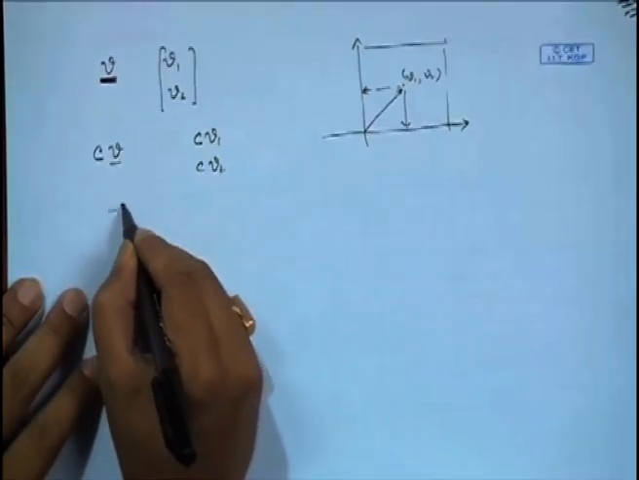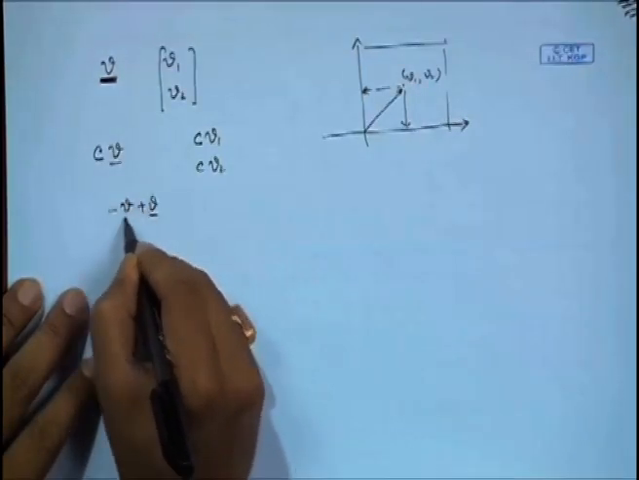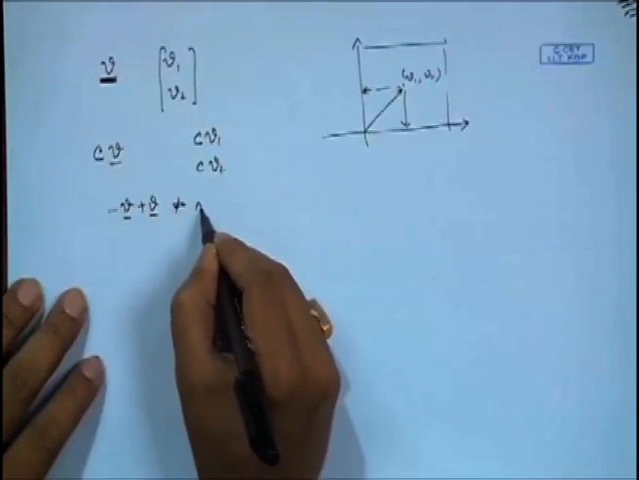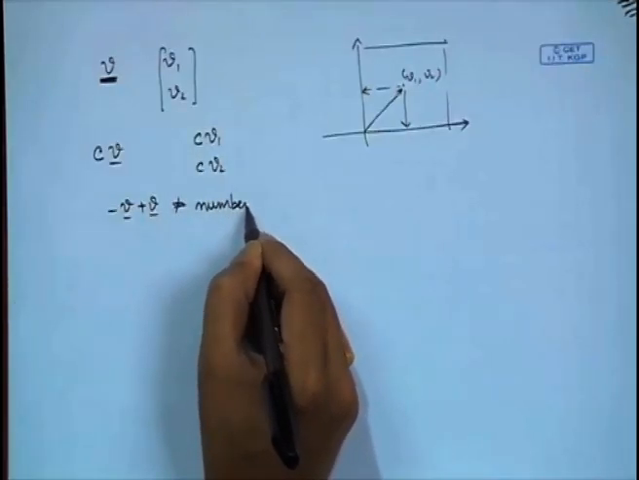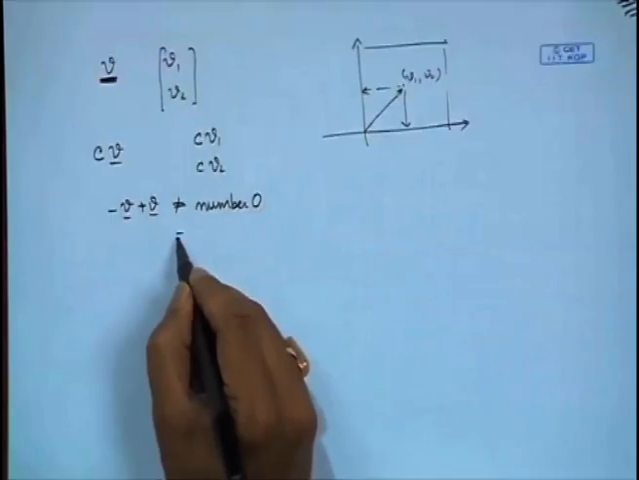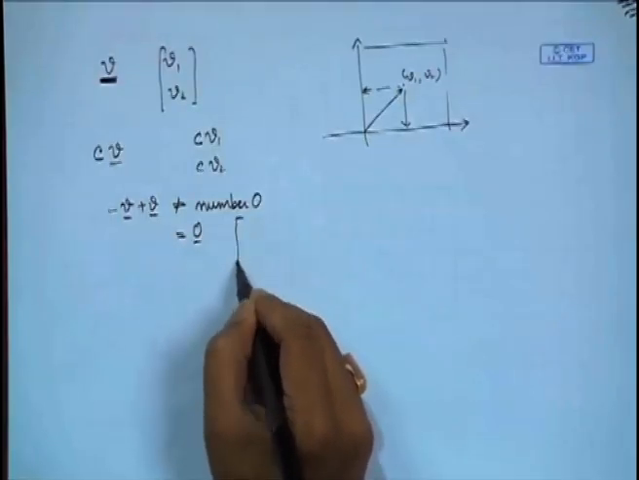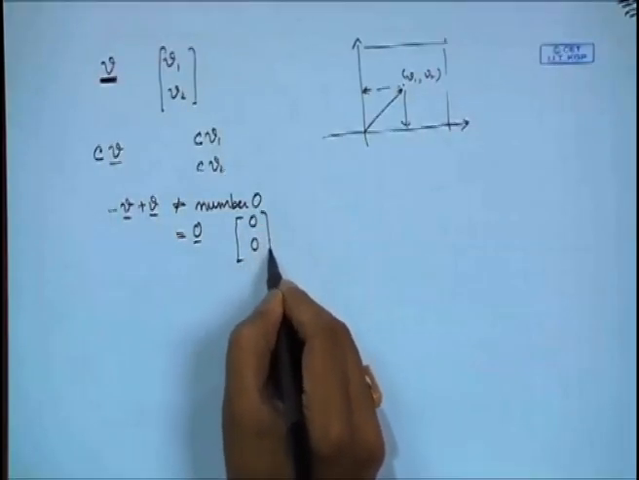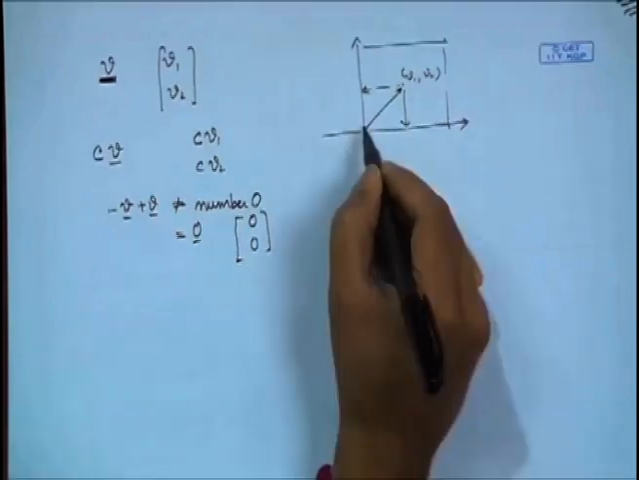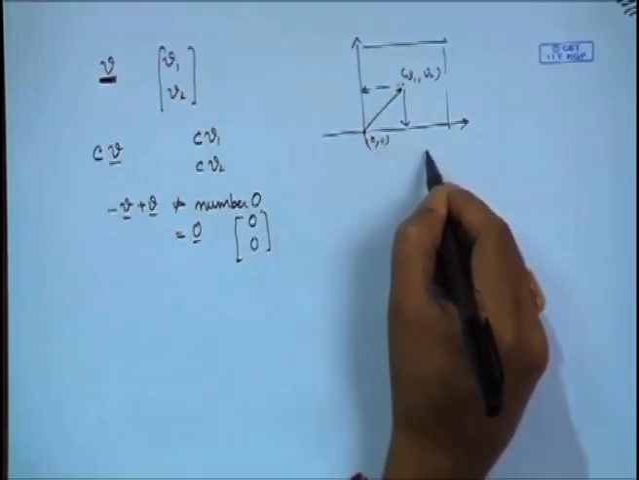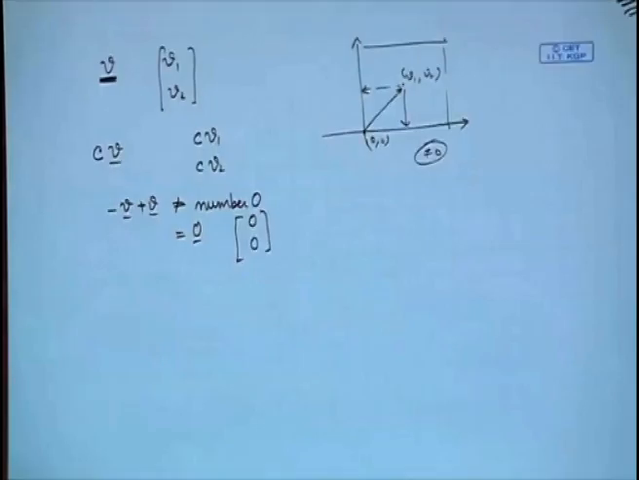And of course, we have to remember that minus v plus v is not equal to the number 0. It is equal to the 0 vector, which means it is 0, 0. That is very important. That means we are talking about the 0, 0 point. It is not equal to simply a 0. The components in each of the directions are 0.